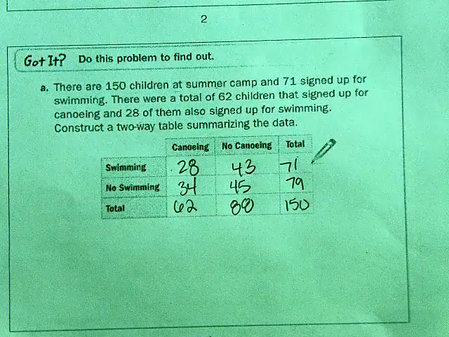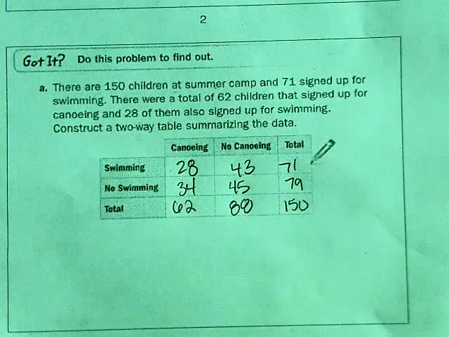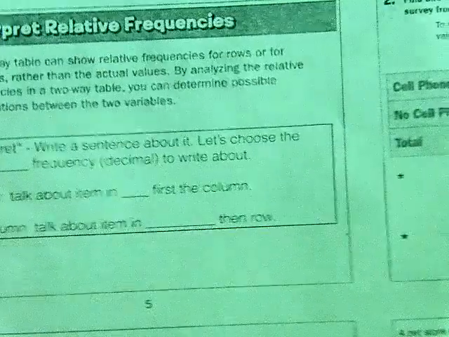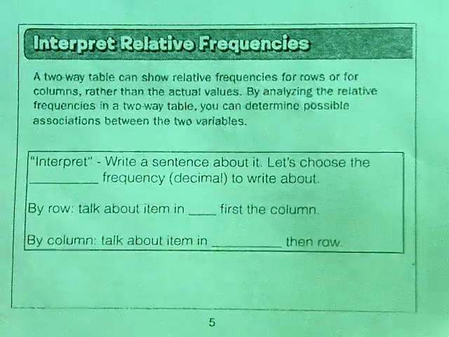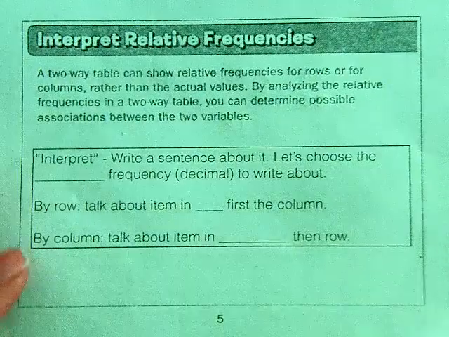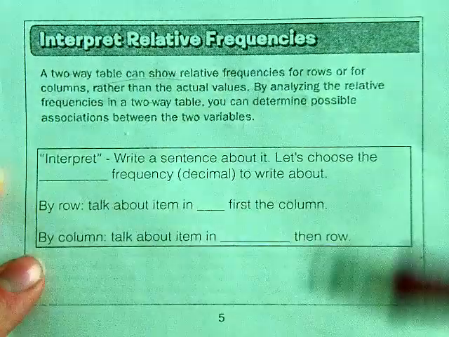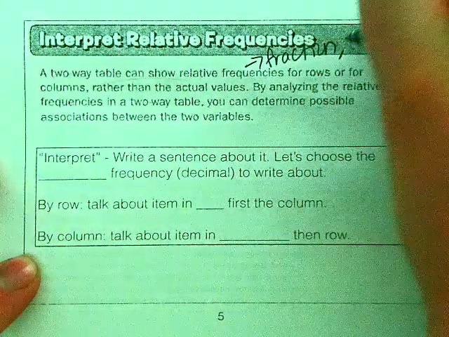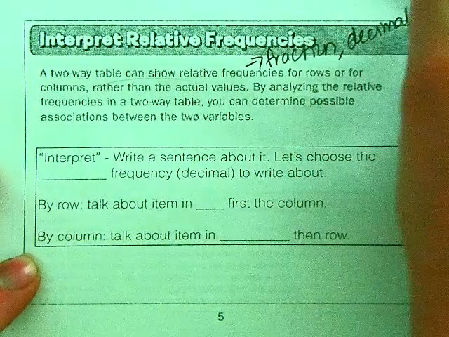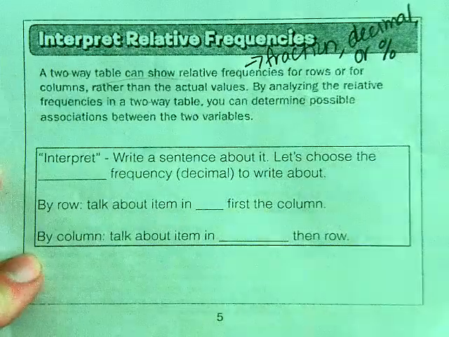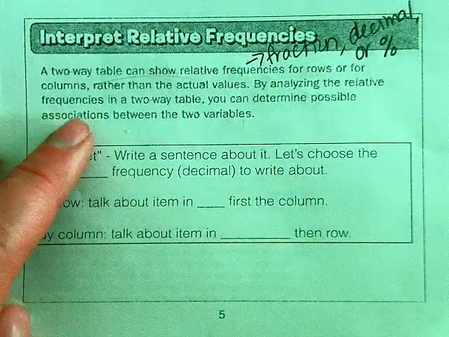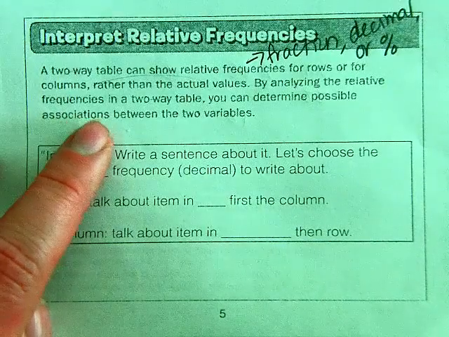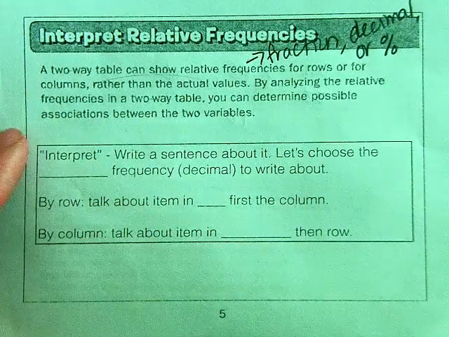So that's how we construct a two-way table. Give them the information they gave you, make sure you put it in the right spot, and either add or subtract to find totals. Okay, now what can we learn from that? So a two-way table can show relative frequencies. Remember, that's a fraction, a decimal, or percent. It can be interpreted all three ways for rows or columns rather than the actual values. By analyzing the relative frequencies in a two-way table, you can determine possible associations between variables.